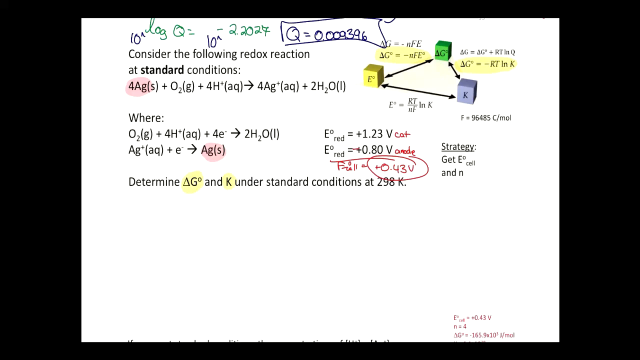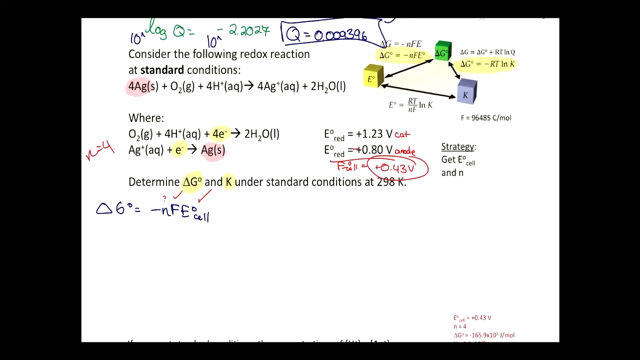All right, so we have E cell. We need to calculate delta G. So the equation we use is delta G equals negative NFE cell, the E cell that we just calculated. So we have E cell, F is a constant. We just need to get N. So we can use our trick again to figure out what N is. Remember, we're combining these two reactions. One involves 4 electrons, the other involves 1. So their lowest common multiple would be 4. So N is equal to 4 in this case, right? Or you can look at the overall reaction. We're going from 4 neutral silvers to 4 silver pluses. That requires losing 4 electrons. So N is 4 here.